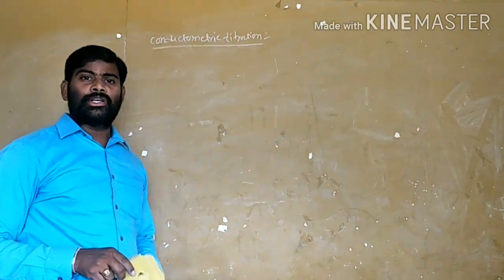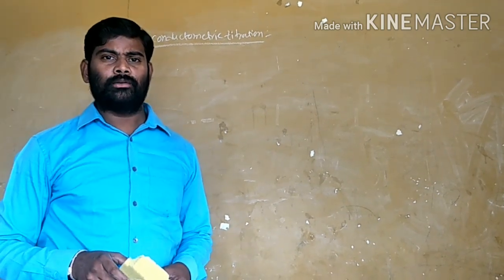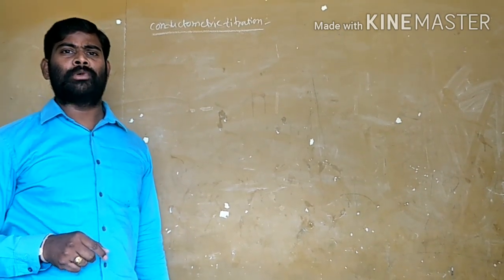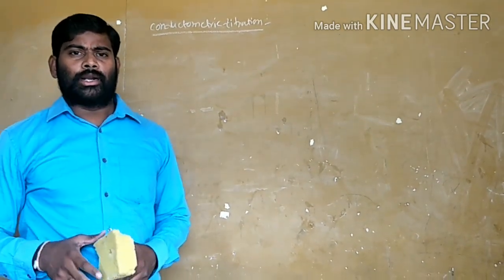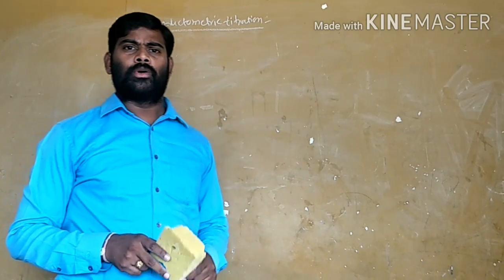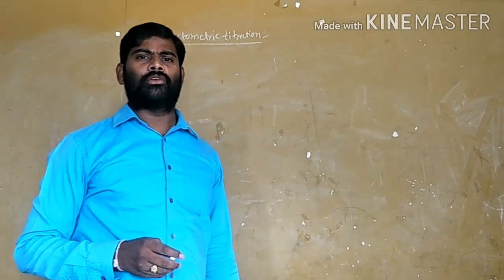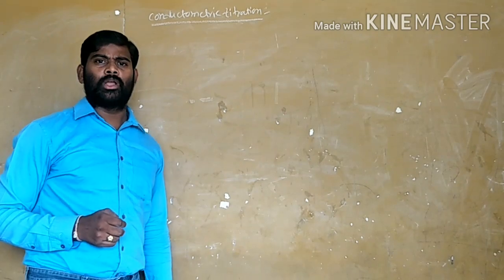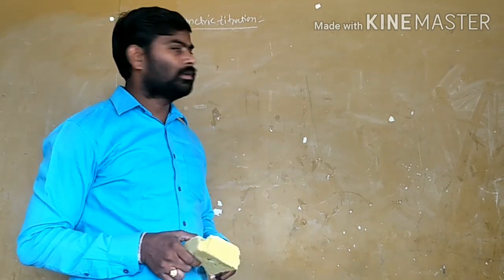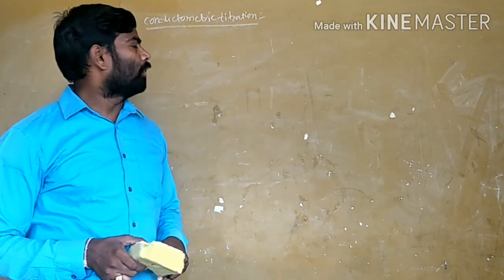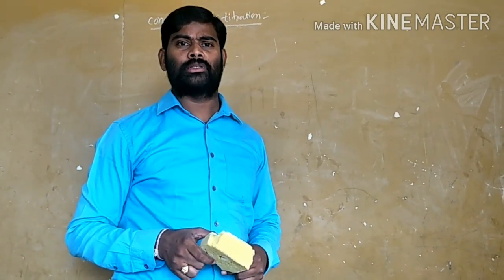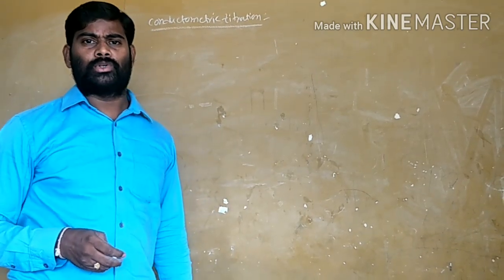Conductometric titration is a type of volumetric titration. Already we have learned volumetric titrations in our lower classes. In volumetric titration, we did the titration between acids and bases using some indicator, and the endpoint is detected by the color change. But here, conductometric titration is a type of volumetric titration based on the changes in the conductance values at the end point during titration.